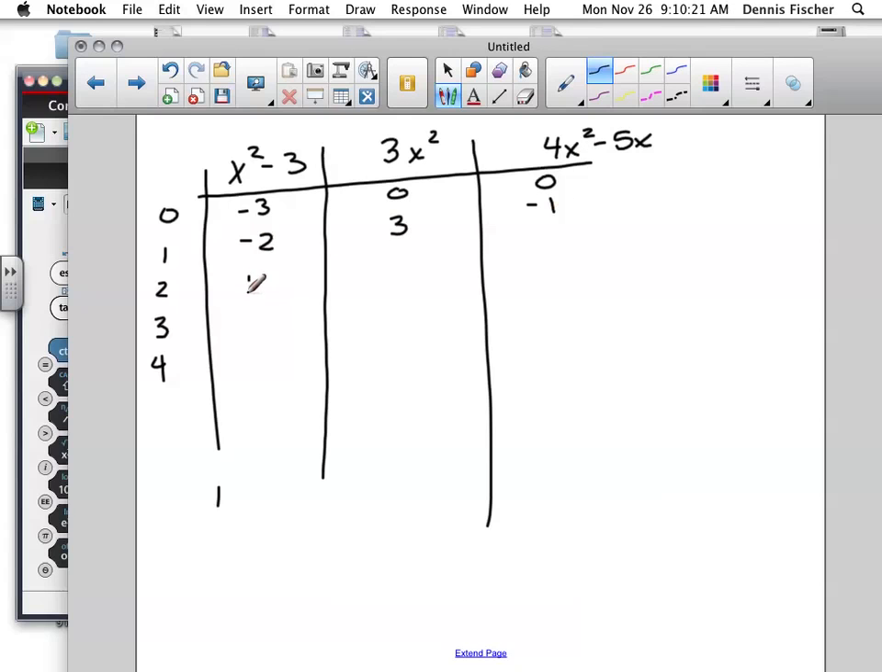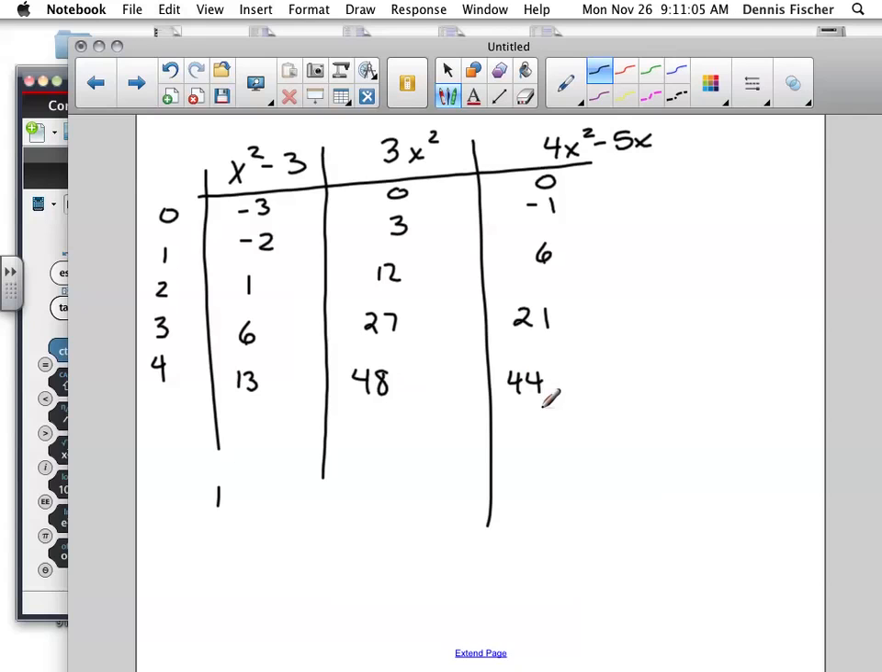2 would be 1, 12, 16 minus 10 is 6, 3 is 6, 27, now let's get harder, 21, right? Is that right? 36 minus 15 is 21, okay, and then for 4, 13, 48, 44. So there's a table of values, that's part A, I think.